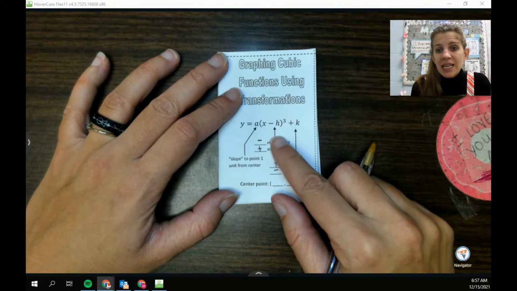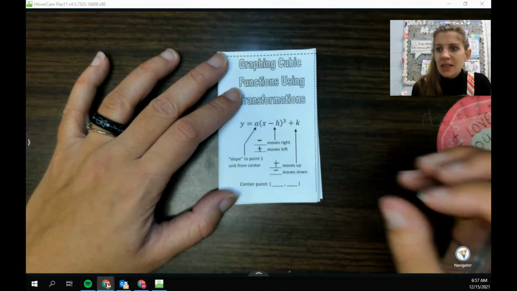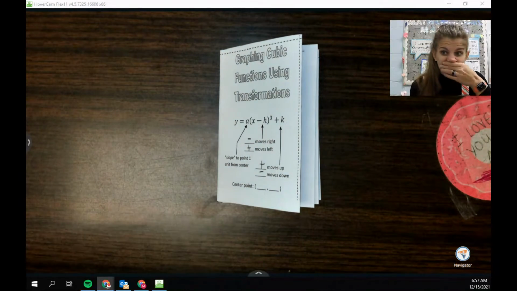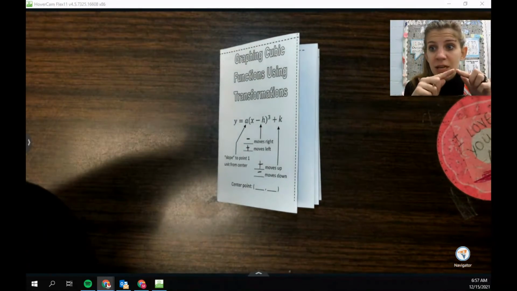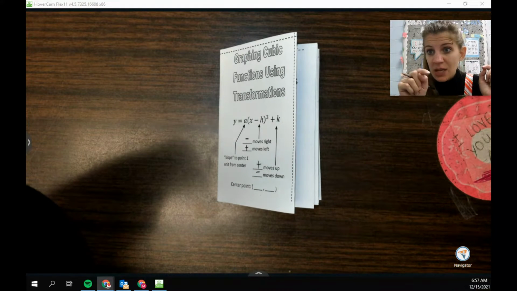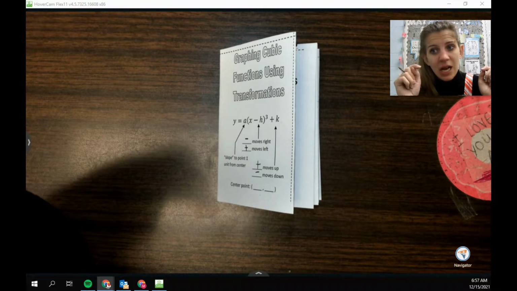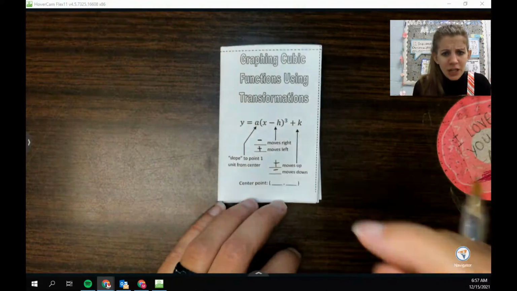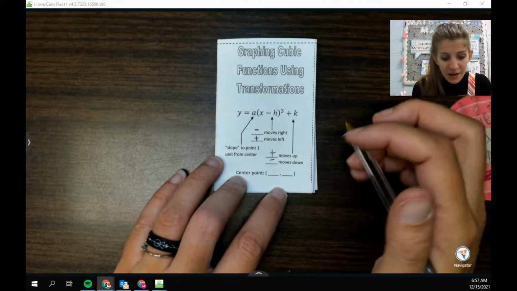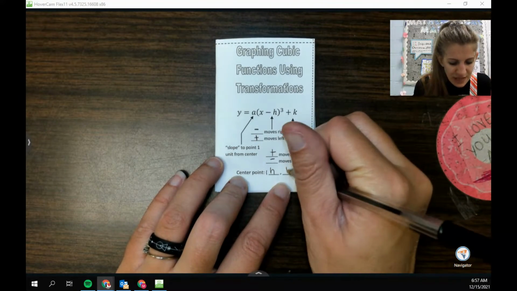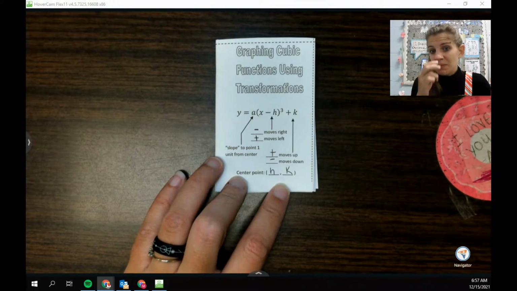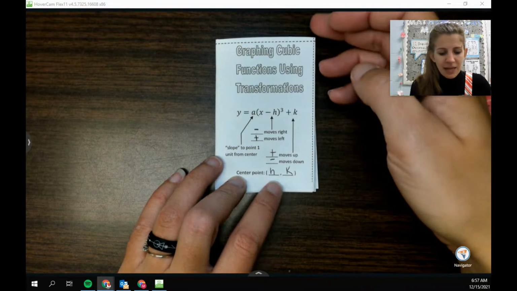And when I take H and K together, they become my starting point. For a V graph, it was where the V met. For my parabola, it was where the vertex was, like the bottom of the U or the top of the U. For a cubic, the shape is a little different, but it still has a center point where change happens. So my center point is going to happen at H comma K.